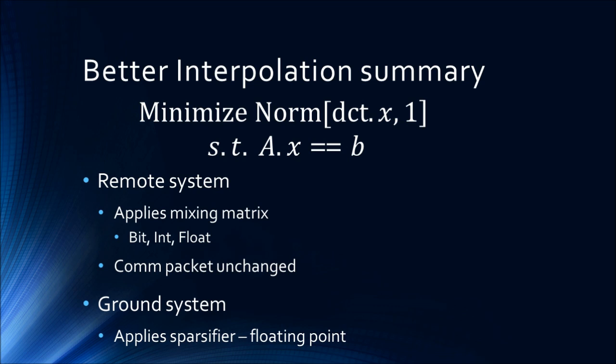So notice that the remote system did not sparsify. The remote system did not multiply by the DCT matrix. It was not actually necessary. The remote system just had to apply this A matrix, which should be stored very compactly as a series of bits. So that's pretty nice. Communication didn't get bigger. The math didn't get too much more complicated. Didn't need floating point on the embedded system, and we got a lot better error rate. So that's pretty good.